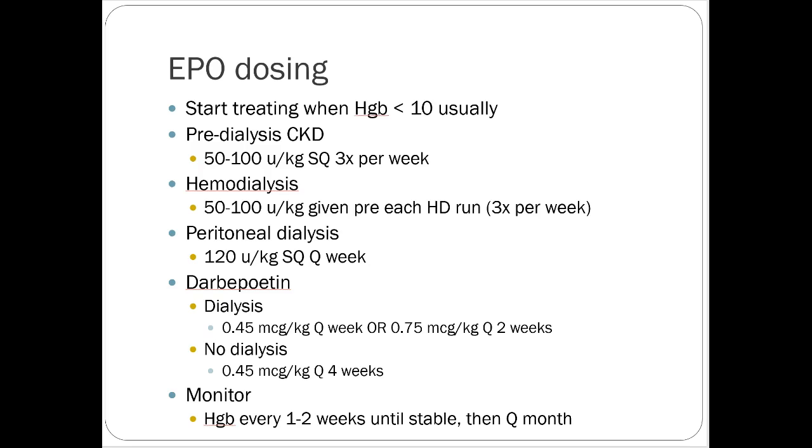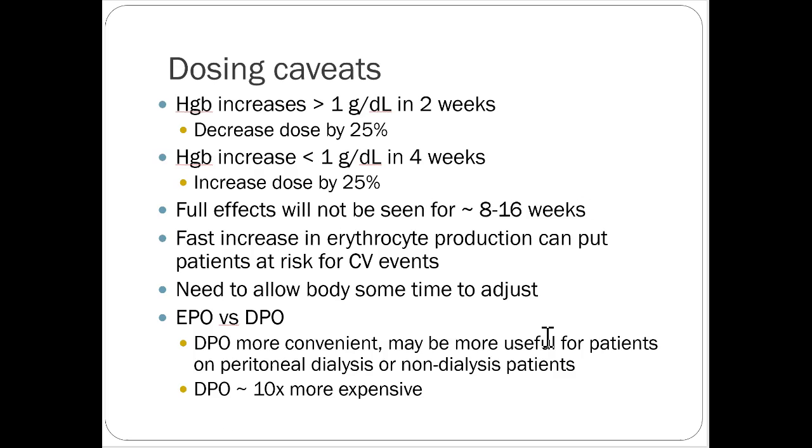For darbepoetin, it's a little bit different dosing, and it's usually once a week for dialysis patients. If you aren't on dialysis, the big advantage for darbepoetin is it's every month for an injection. So for patients who are pre-dialysis CKD needing EPO, darbepoetin has some significant advantages. It's more expensive, but it probably has some cost savings when you think about how little you have to actually give to get the correct amount. And even with dialysis, you can do every 2-week darbepoetin. Monitor hemoglobin every 1 to 2 weeks until you're stable, and then once a month.